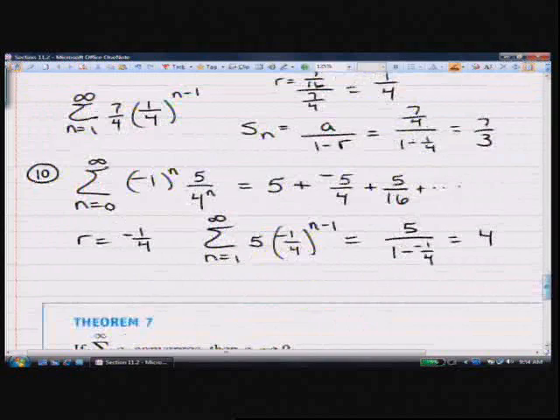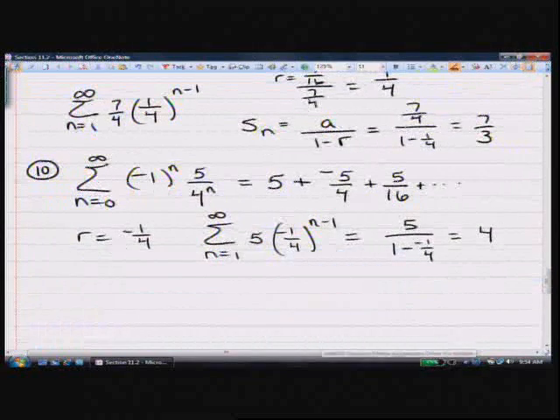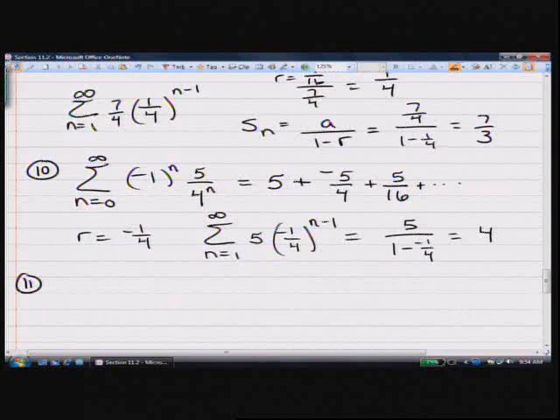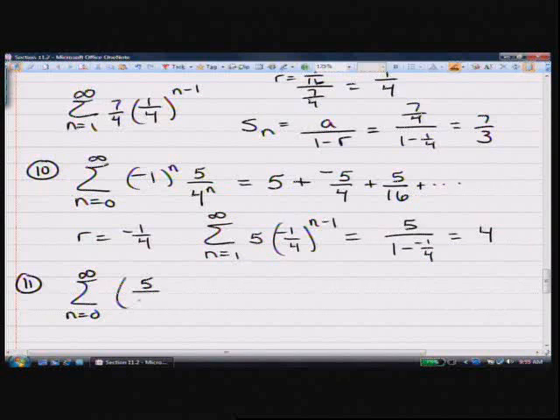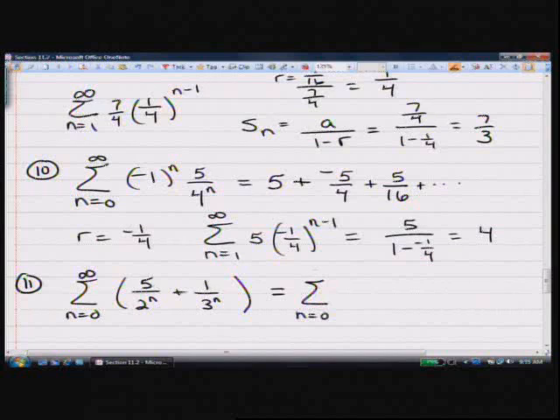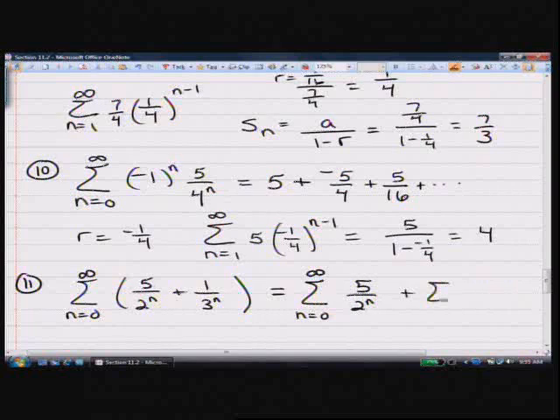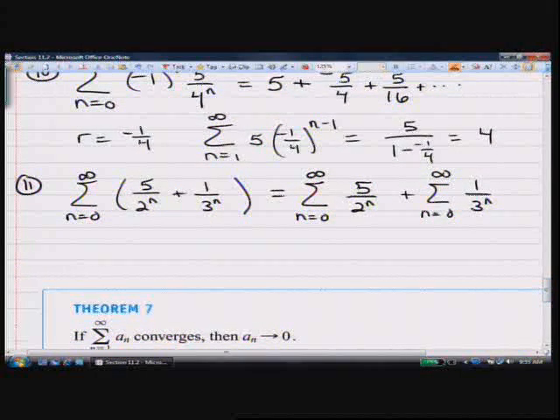Let's look at a problem like number 11. How about the sum as n goes from 0 to infinity of 5 over 2 to the n plus 1 over 3 to the n? Okay. Well, what you need to recognize on this one is that you actually can think of this as two geometric series. You can distribute this like this. Okay?